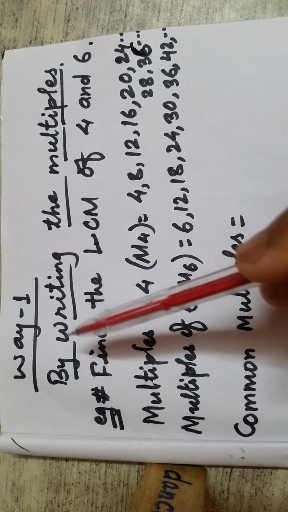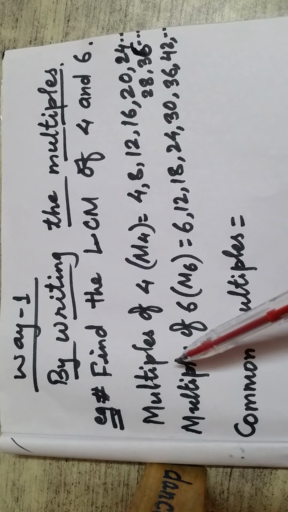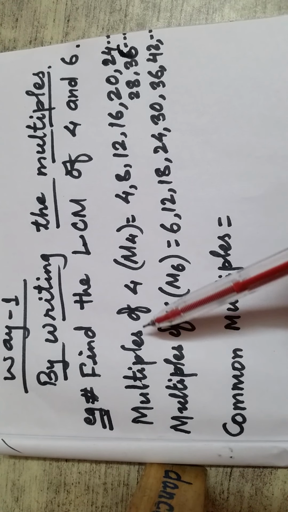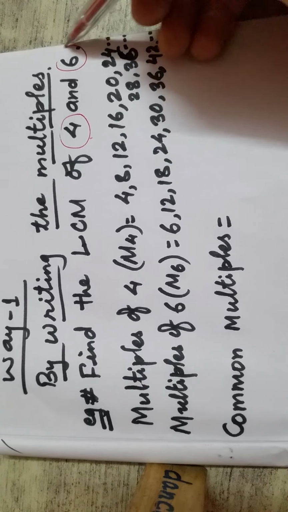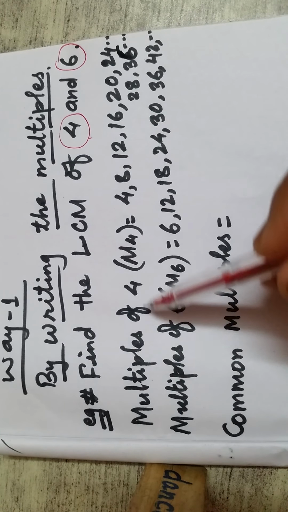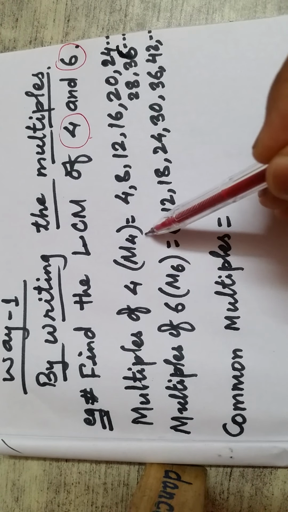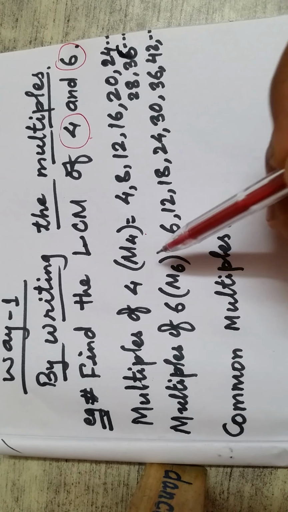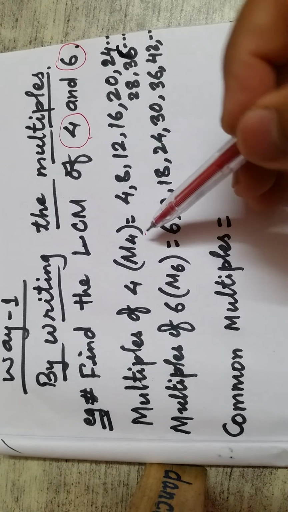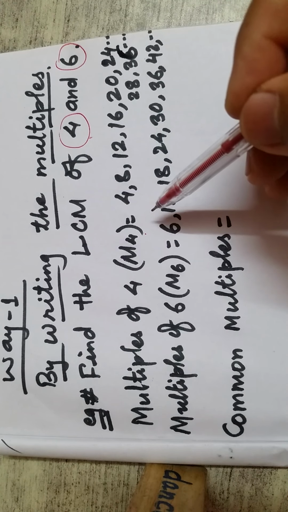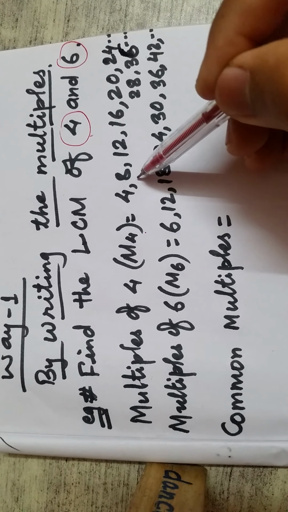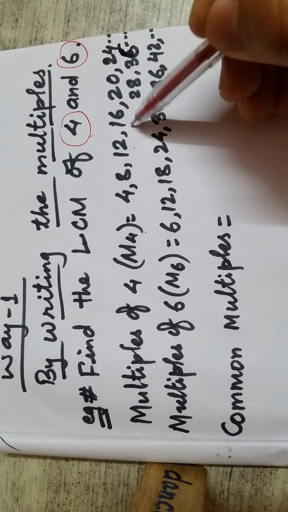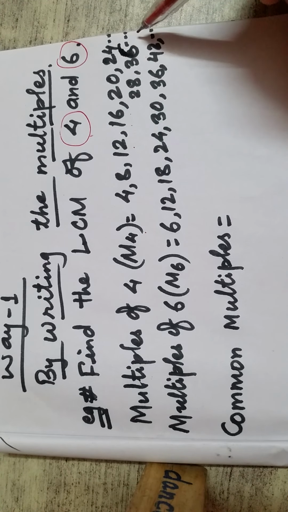First of all, in this method, by writing the multiples, we write the multiples of the given numbers 4 and 6. So multiples of 4, I am writing here M4. It represents the multiples of 4. You know the multiples of 4, from the multiplication table also you can take the help. 4 1s are 4, 4 2s are 8, 4 3s are 12, and so on. Like this we can write the multiples.